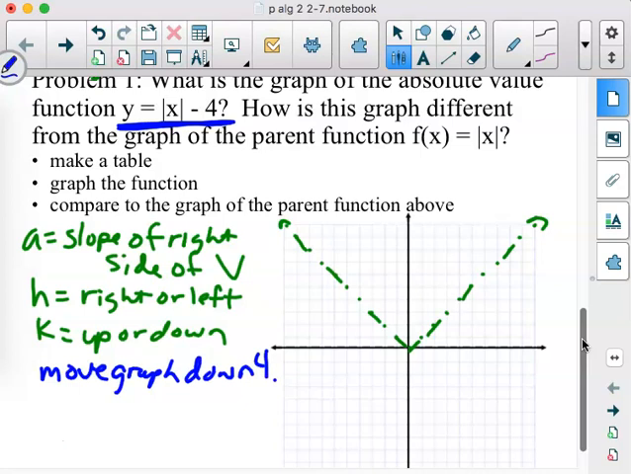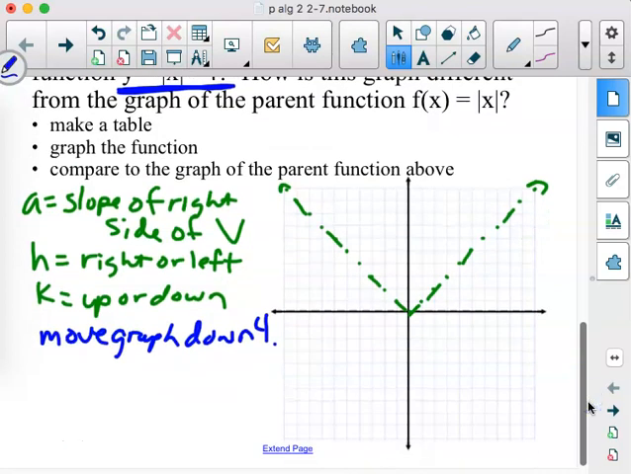I don't know about you, I'd much rather count to 4 than make a table. And that's what we're doing. 1, 2, 3, 4. 1, 2, 3, 4. Done. Nothing fancy.